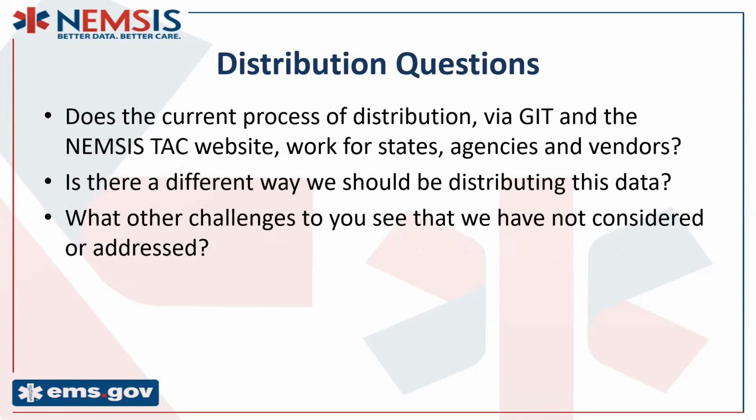So this leads me to some last questions about state data set and state resources. The current process that we have for distributing these resources is using our Git repositories and the NEMSIS TAC website. I want to know if this is working for states, agencies, and vendors, or if there's a different way that you would want to see us distribute this data, or if there are any other challenges that we have not considered or addressed that you would like to see addressed.